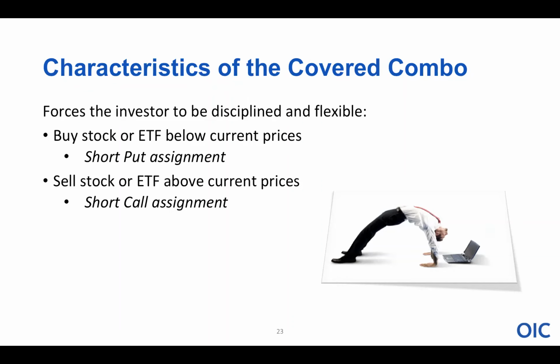So, characteristics of the covered combination. Once again, we're combining the covered call strategy with the cash secured put. By doing this, we have the potential to buy shares on a pullback. At the same time, we have the potential to sell shares through the short call assignment. So either way, our objective should be met. If the shares rally, we would sell our shares at a higher price, and if shares go south, we have the potential to buy additional shares on a pullback.